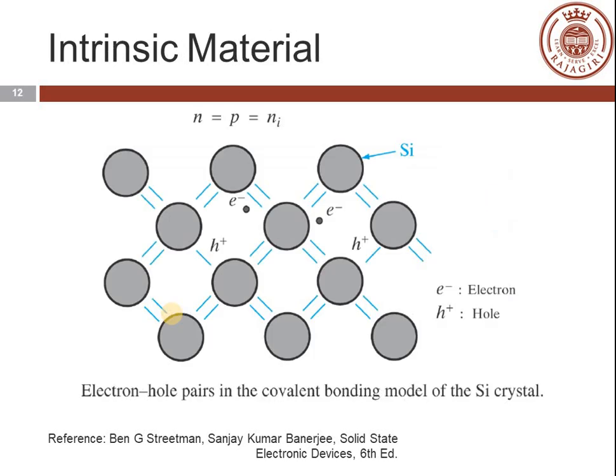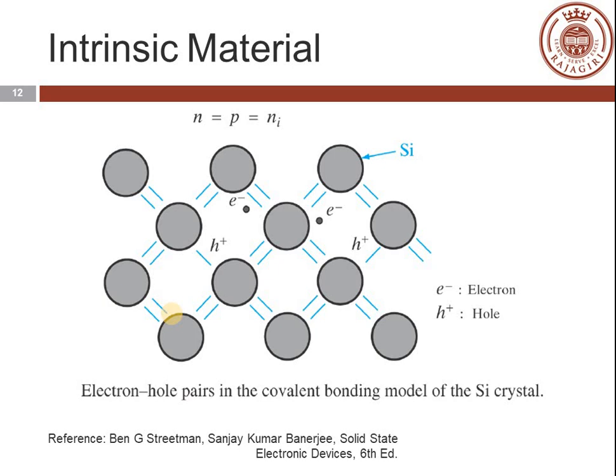Now we will see the concepts of intrinsic semiconductor and extrinsic semiconductor. Intrinsic semiconductor means it's a pure semiconductor, and extrinsic semiconductor means it's a doped semiconductor, or you have added some impurity to the semiconductor. It is called extrinsic semiconductor. So first of all, we see what is an intrinsic semiconductor.